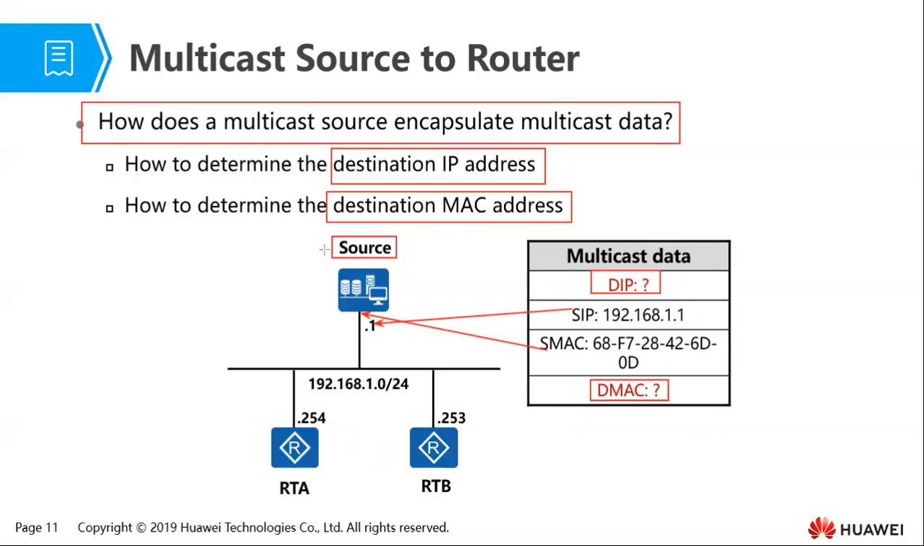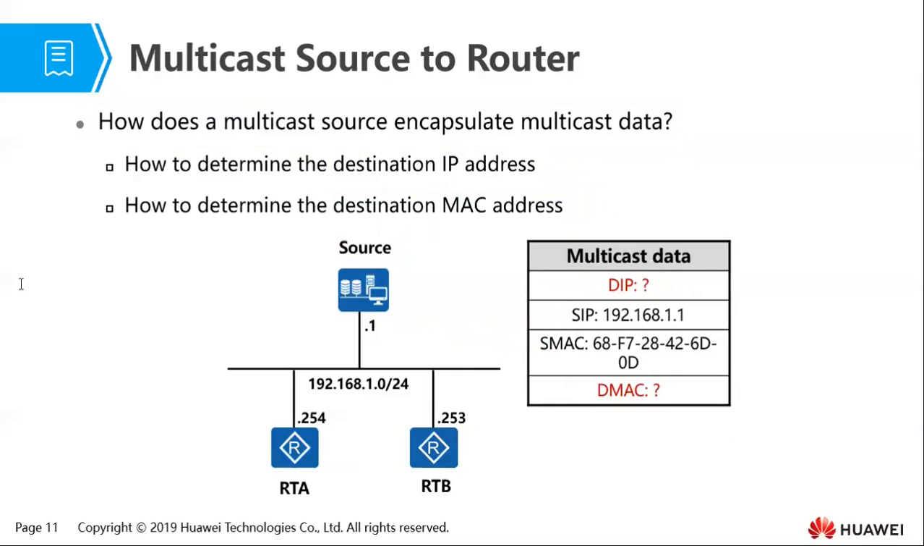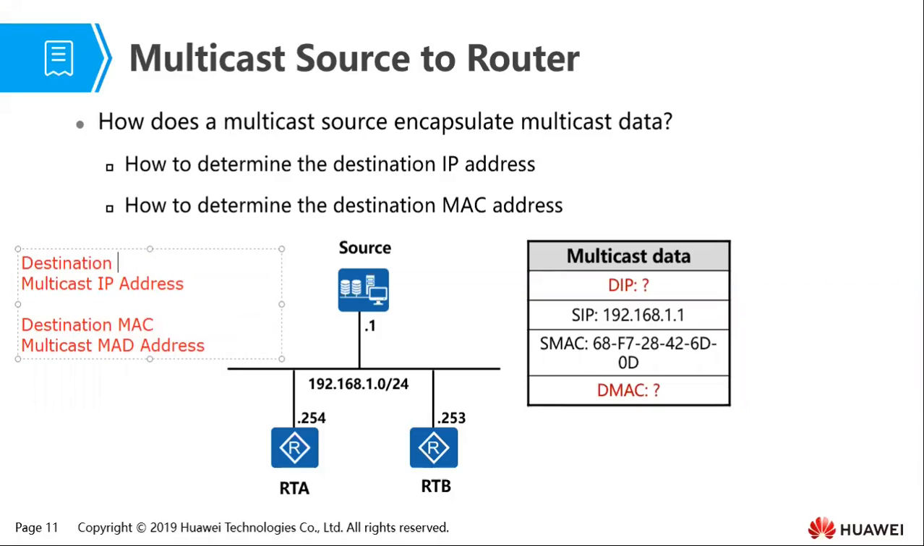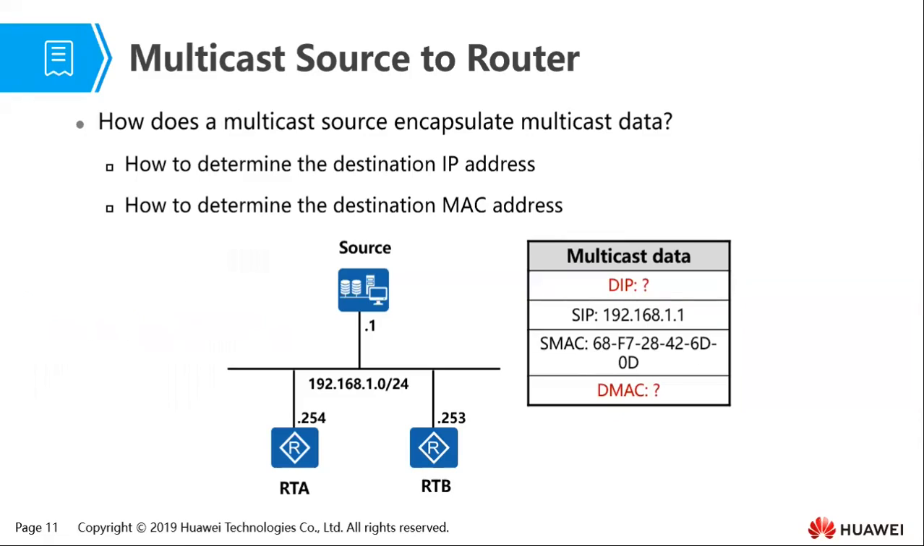Now, generally, multicast packets are encapsulated using multicast IP addresses and also using multicast MAC addresses. So we are going to see how. This is what is going to be the destination MAC address, and in the destination IP address field, we are going to have a multicast IP address. So let's look into the multicast IP address here.